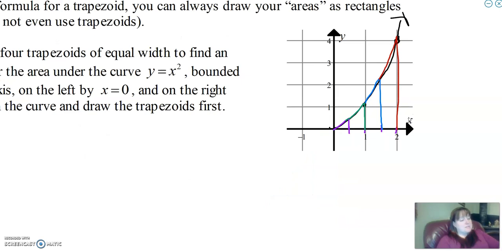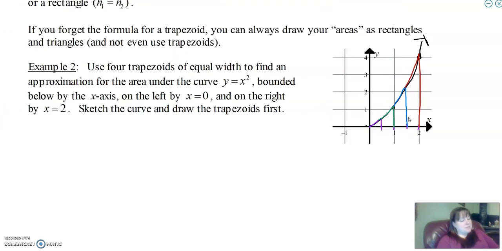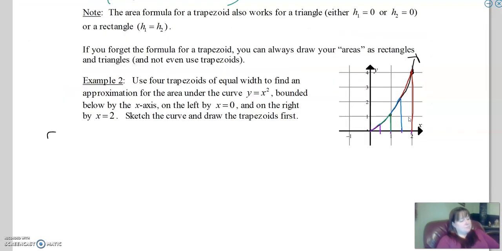Now remember, since we're going to have to multiply everything by 1/2 anyway, let's just go ahead and do that at the very beginning. So we're going to say the area under the curve from 0 to 2 of x squared dx is approximately equal to, and everything is going to be multiplied by 1/2, so let's just do that at the beginning, okay? And now let's find the area of each trapezoid.